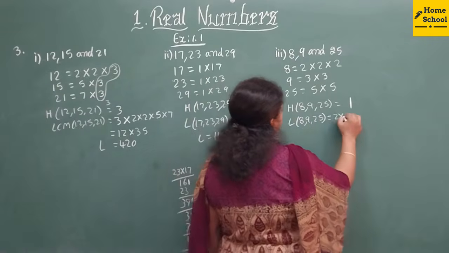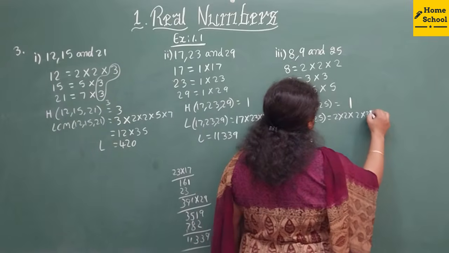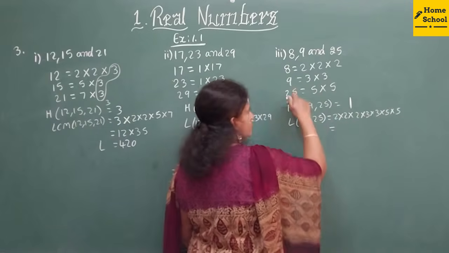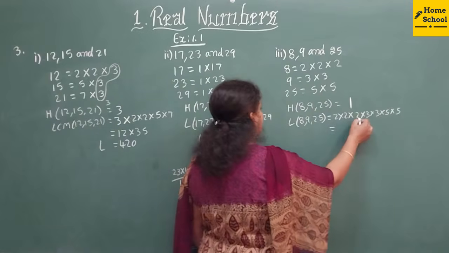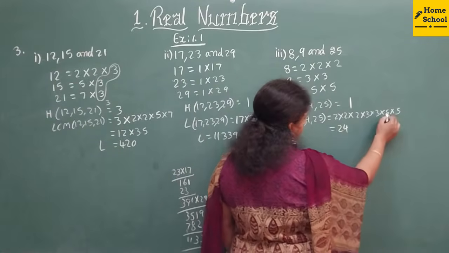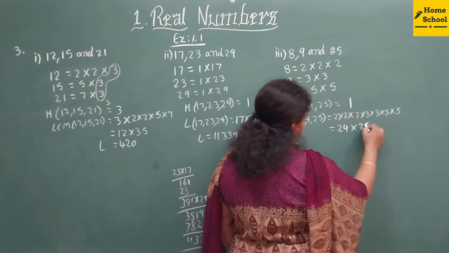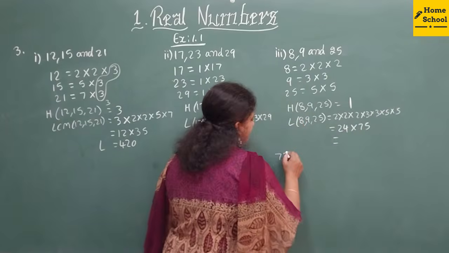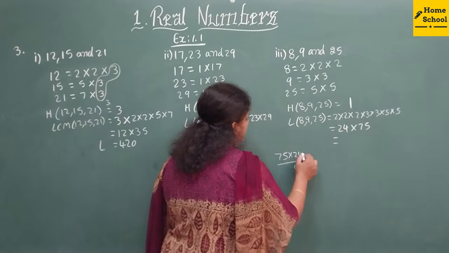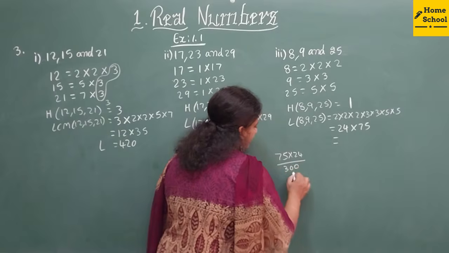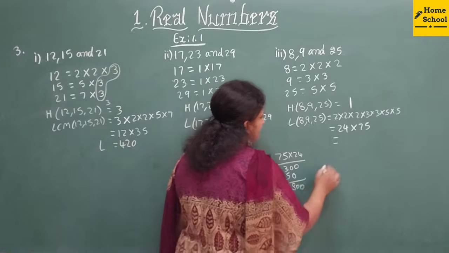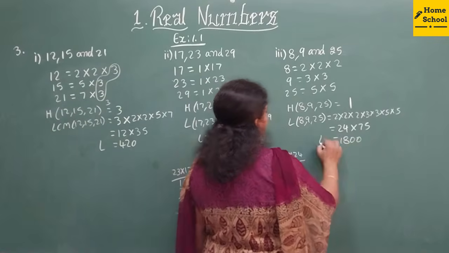That is 2 into 2 into 2 into 3 into 3 into 5 into 5. Or directly you can multiply these numbers also. 2 2s are 4, 4 2s are 8, 8 3s are 24, 5 5s are 25, 25 3s are 75. Multiply 75 into 24, 5s are 20, 30, 5 2s are 10, 14, 15. That is 1800, your LCM. Okay.